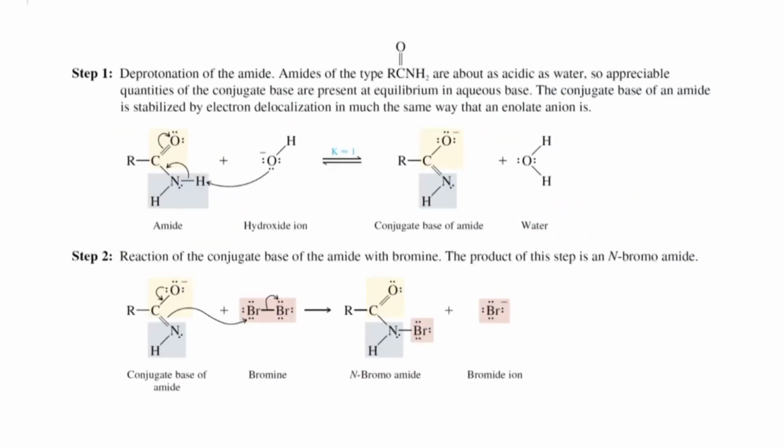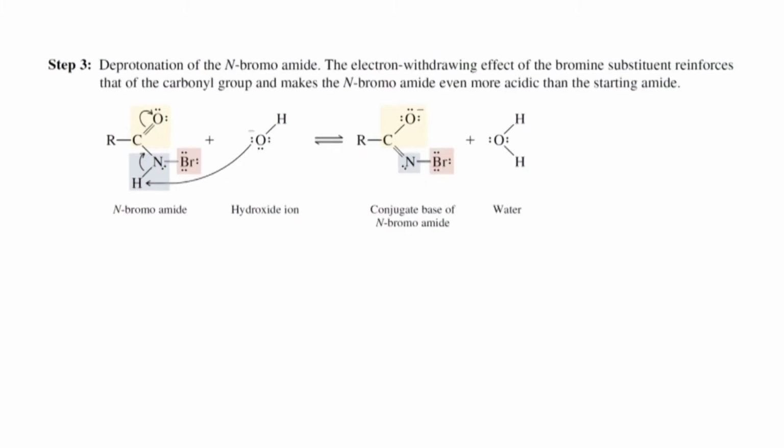Now let's look at the mechanism. When you have an amide, the pKa of the amide is low enough that it can be deprotonated by hydroxide ion. So the hydroxide ion is going to deprotonate it and form this kind of conjugate base of the amide and form water. Now in the presence of bromine, this amide is going to react and give you this N-bromoamide. And now the N-bromoamide is also quite acidic, and the second deprotonation occurs to give you the conjugate base of the N-bromoamide.